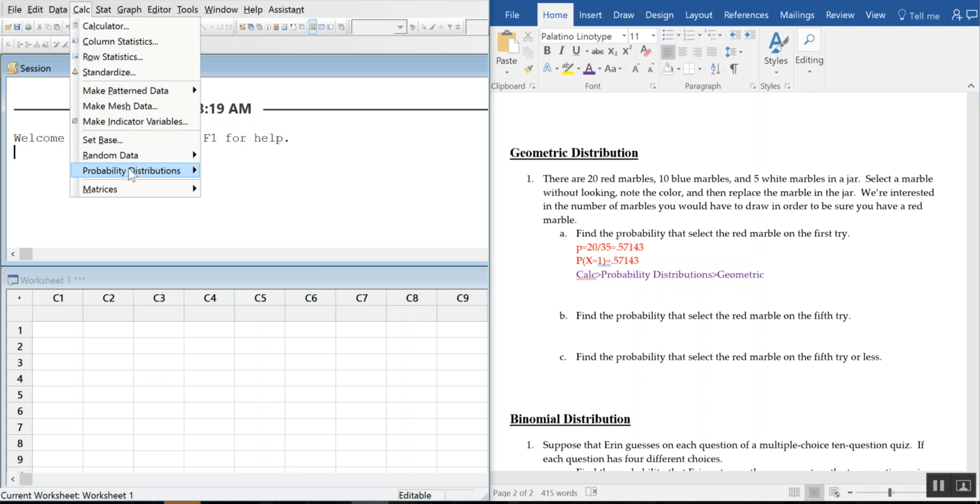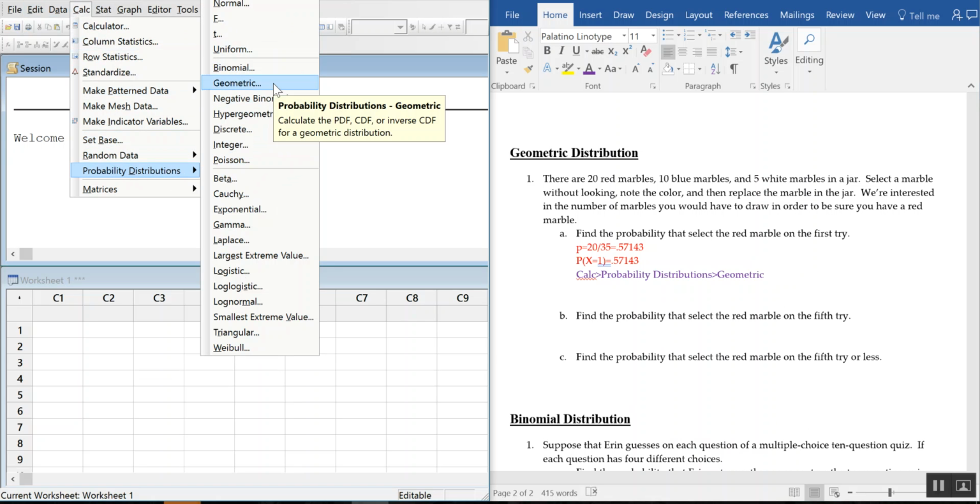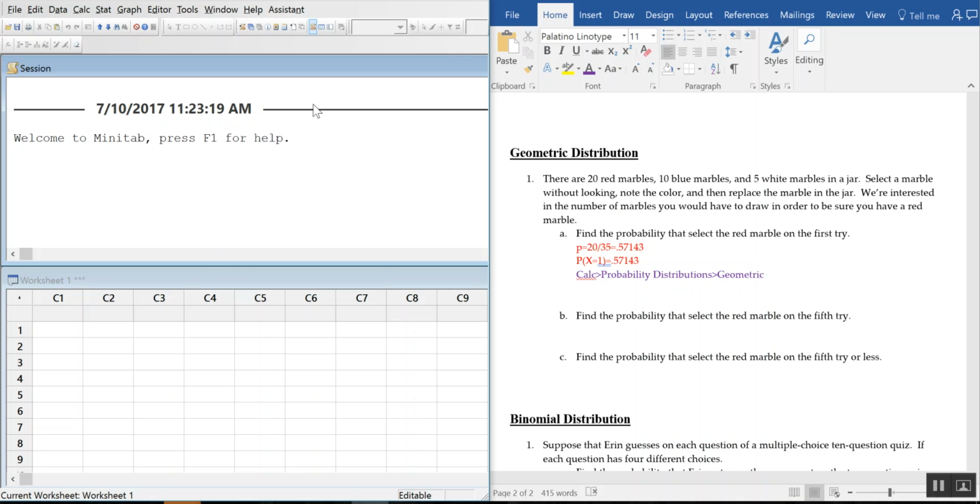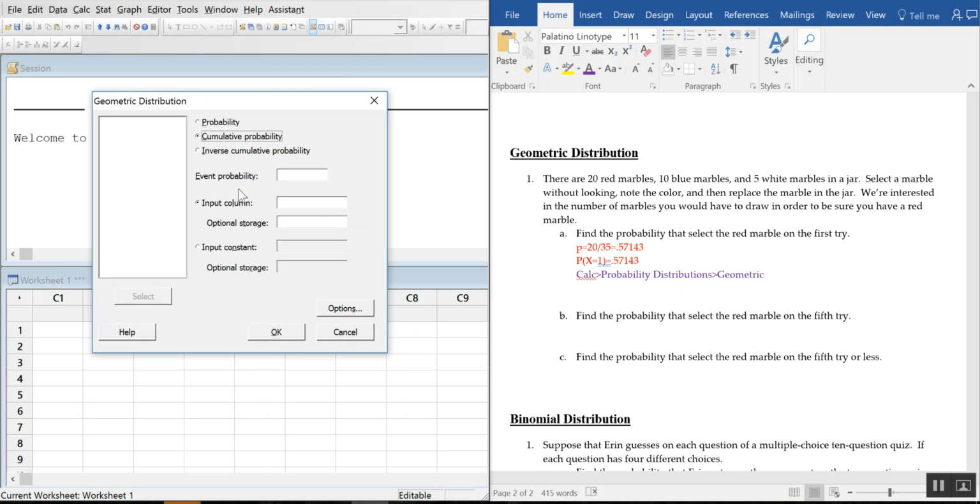Oh, come on. There we go. Probability distributions, geometric. You notice the binomial's right above it. Ta-da! And here's the setup you need to pay attention to. Event probability, that's your little p, your probability of success. We're going to put that in as 0.57143. The next thing it's going to ask you is, would you like to input a column? That's if you have your x values in a column here. We do not have that. We have ours as a single constant, so we're going to click down to input constant. And this is asking you, what is your equal to value that we want? We want it to be a 1.